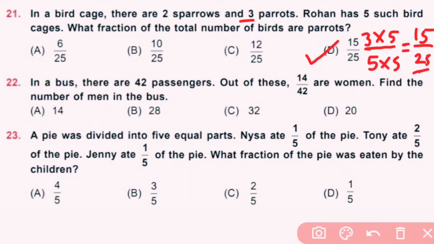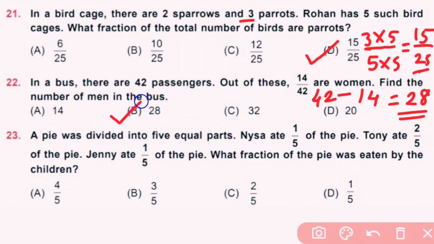Question number 22. In a bus there are 42 passengers. Out of these, 14 by 42 are women. Find the number of men in the bus. So out of 42, 14 are women. So what will be the number of men? 42 minus 14, means number of passengers minus number of women. Remaining 28, means 28 were men. So here B is the correct answer.